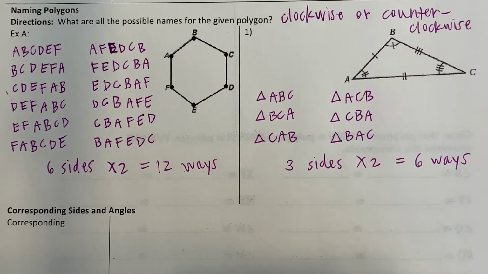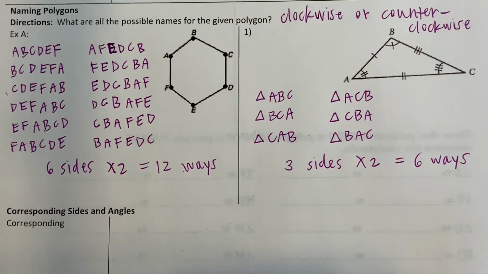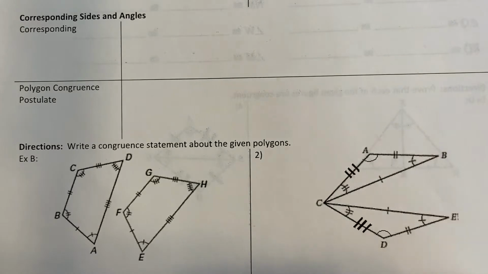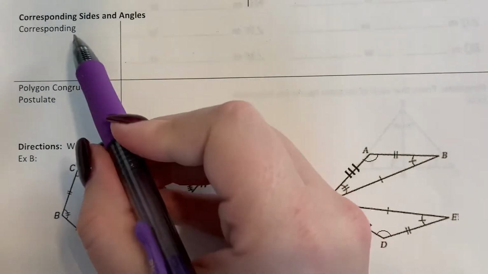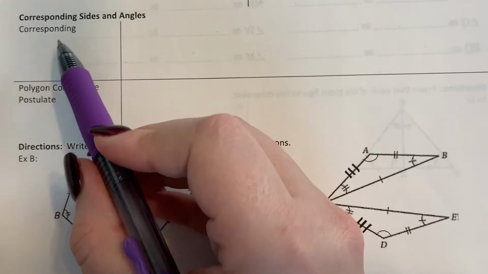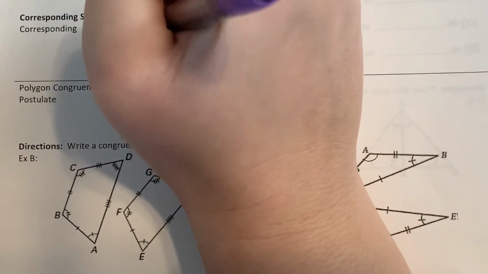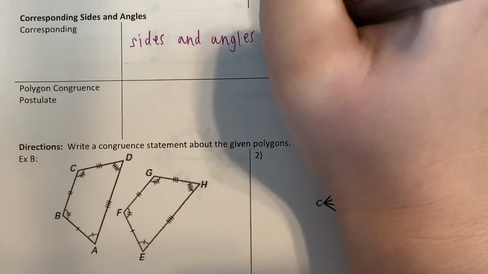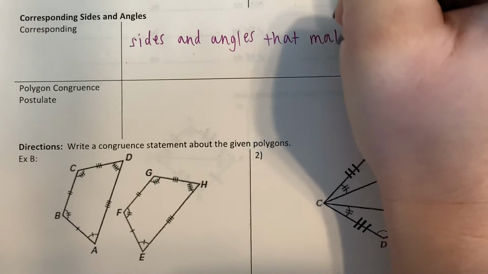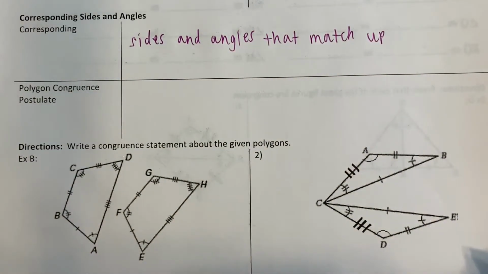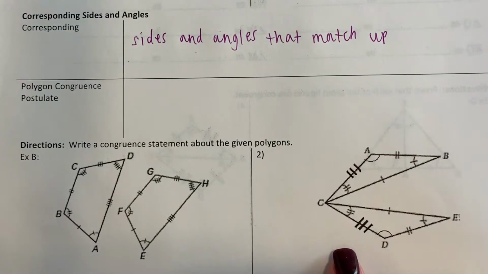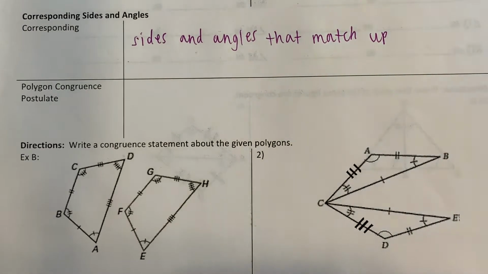In the next section, we're going to look at corresponding sides and angles. This word corresponding is different than the word congruent. The word corresponding refers to sides and angles that match up. Meaning in our polygons, we will see some tick marks like we do down here in these figures, and that tells us which sides match with which other sides and which angles match with which other angles.